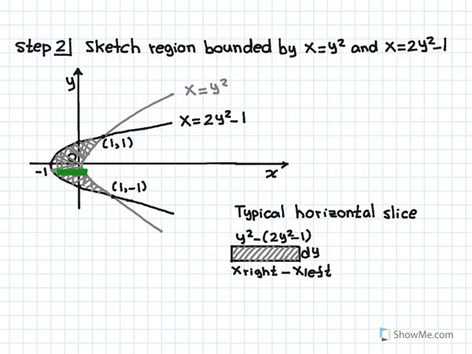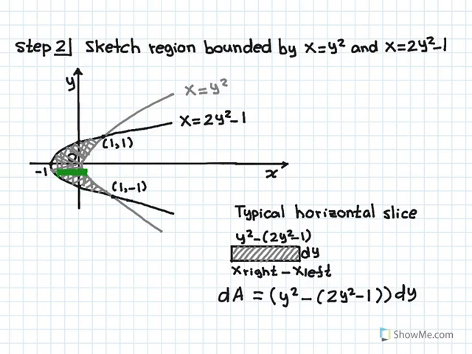All right, so we're going to sketch the region bounded by x equals y squared and x equals 2y squared minus 1. And clearly we have it done here. We have the intersection points. So the key is to have a typical horizontal slice, and the differential area is going to be dA is equal to the right function, which is y squared, minus the left function, 2y squared minus 1, dy. And then we just add up these horizontal slices in the y direction, and we get the entire area.